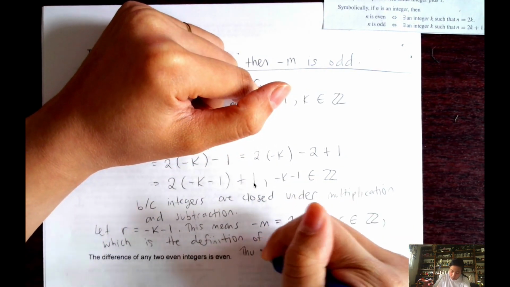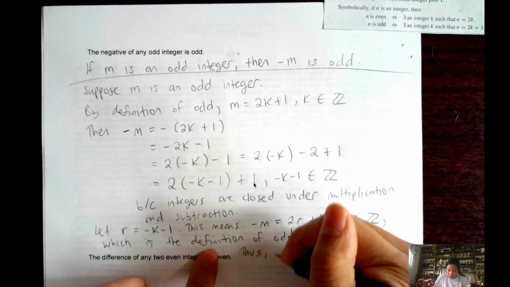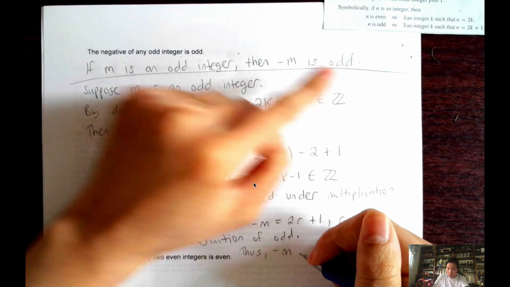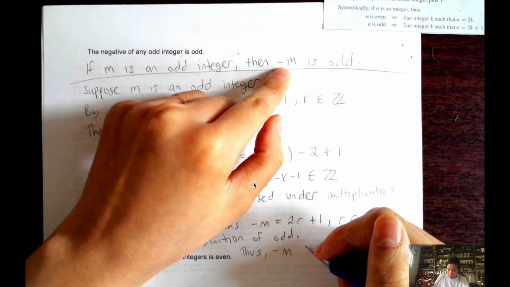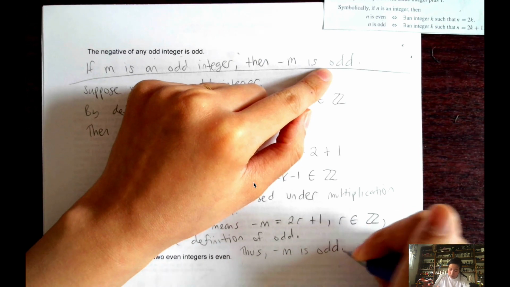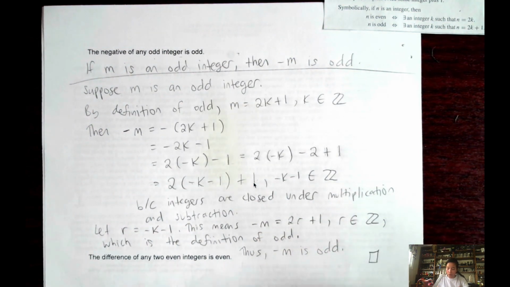Thus, negative m, and then we write the then part of the if-then sentence. Thus, negative m is odd. And then we could write a little square right here to indicate that this proof is done.